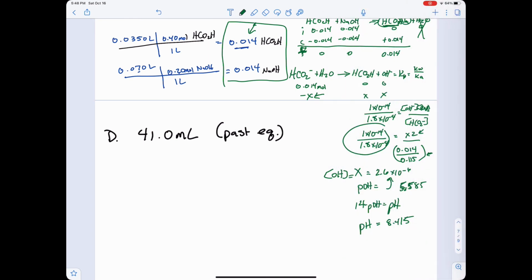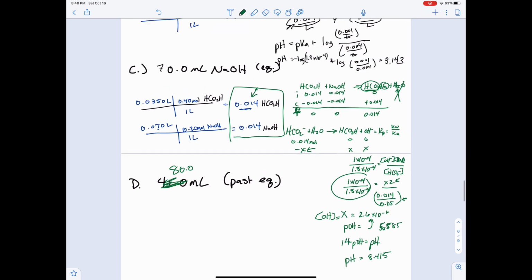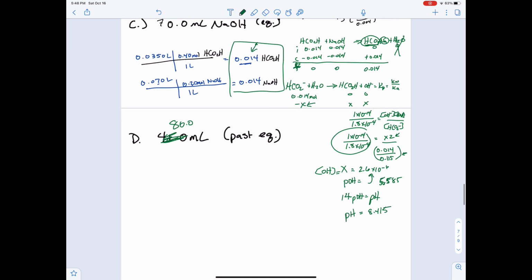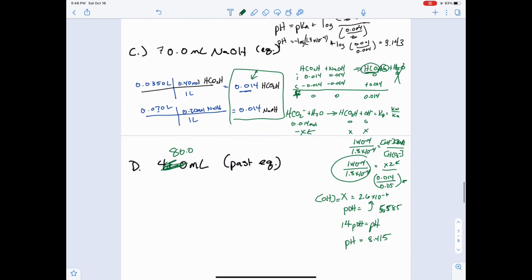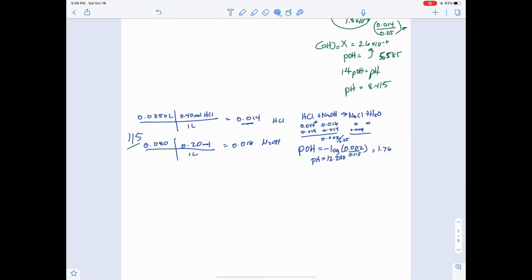Let's go to our very last section right here. This is past equivalence. This is the easiest point of the whole problem. And I'm not sure why I have a 41. It should be 80. So I'm going to copy in the entire earlier problem that I did with the strong acid, strong base. So you can see I'm just changing my acid here to that HCO2H, and I'm going to change my little reaction here.